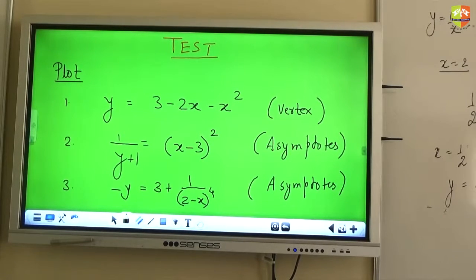Write your name on the top of your answer sheet.